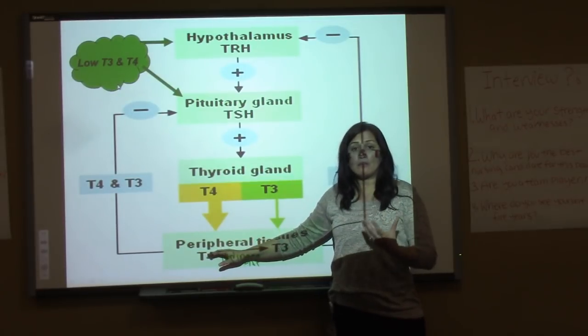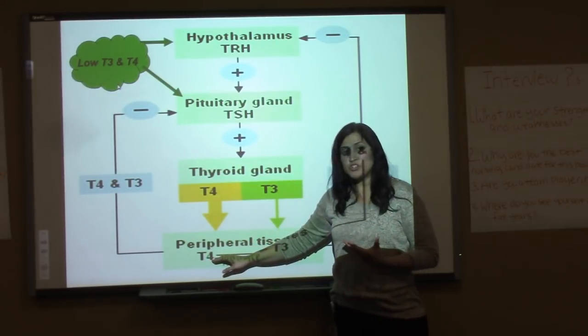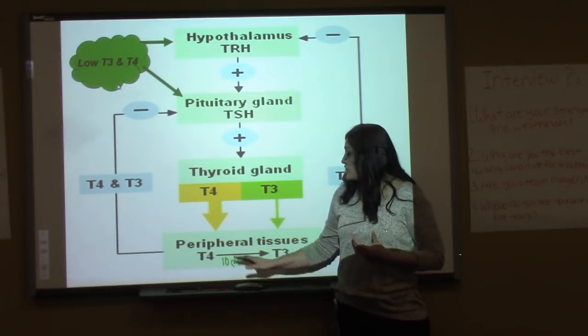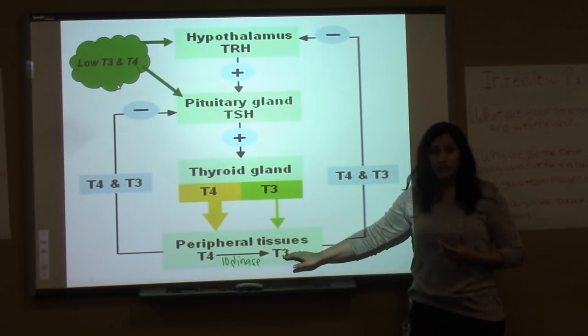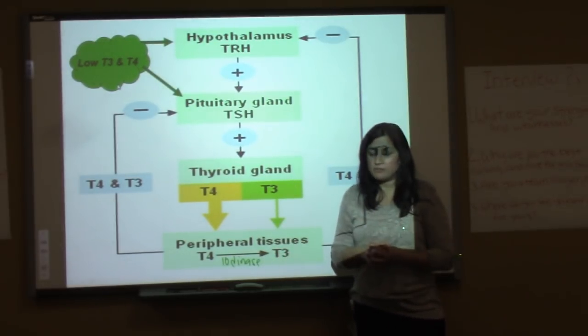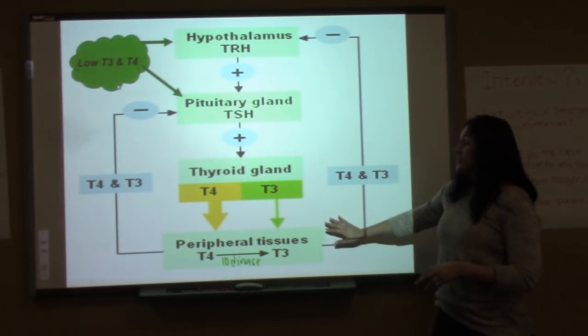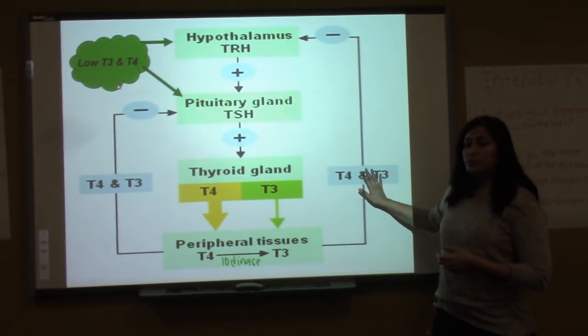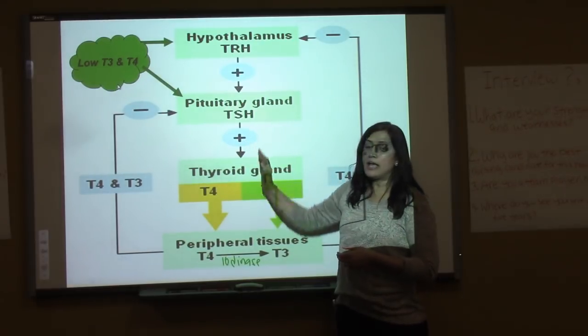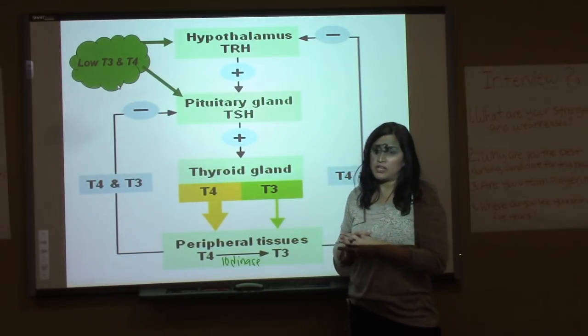When that T4 arrives at the peripheral tissues, it cannot be utilized. So your peripheral tissues have an enzyme called iodinase, which converts the T4 into T3. Whatever T3 arrives at the tissues is utilized. And of course, there's negative feedback. T3 and T4 inhibit their own production by inhibiting the anterior pituitary and the hypothalamus.